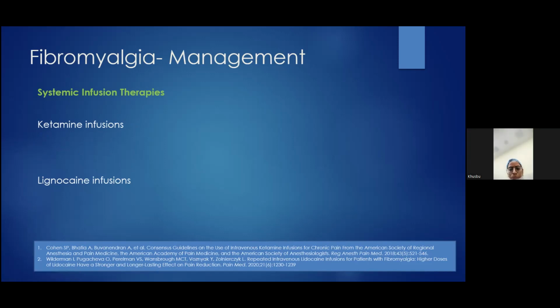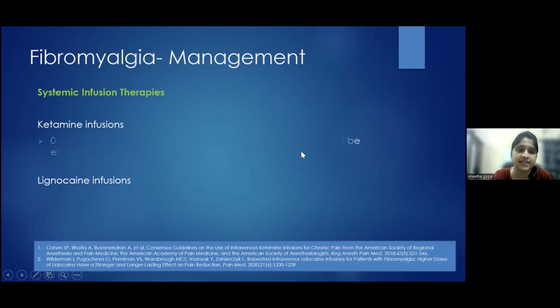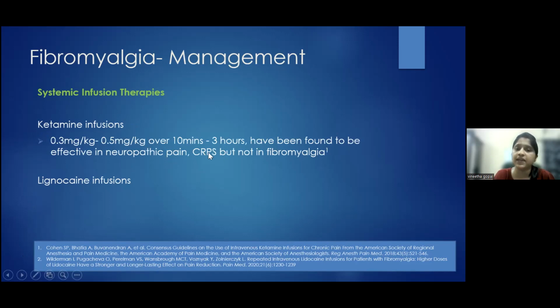No, but like central sensitization, I thought it would reduce. Yeah, it works by NMDA antagonistic activity, so definitely there is a role in desensitization. But if you look at the evidence, this article by Cohen SP says that it is effective in neuropathic pain and CRPS, but not in fibromyalgia. This is the dose that we commonly see. It ranges from 0.3 mg per kg to 0.5 mg per kg. Some studies give it over 10 minutes, and some studies give it over 3 hours.